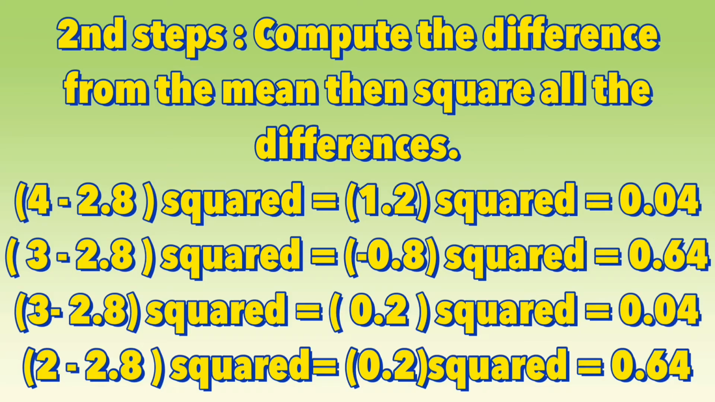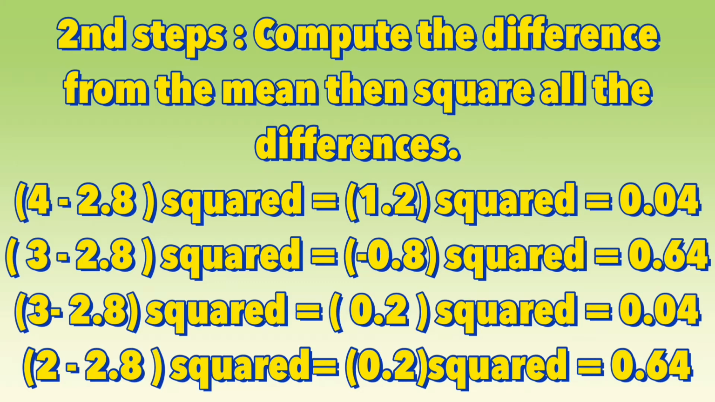After the first step, we will go to the second step. Compute the difference from the mean, then square all the differences. So the first sample is 4 hours minus 2.8, which is the mean, then square. The answer is 1.2 squared, it becomes 1.44. Then the next is 3 minus 2.8, becomes 0.2 squared equals 0.04.